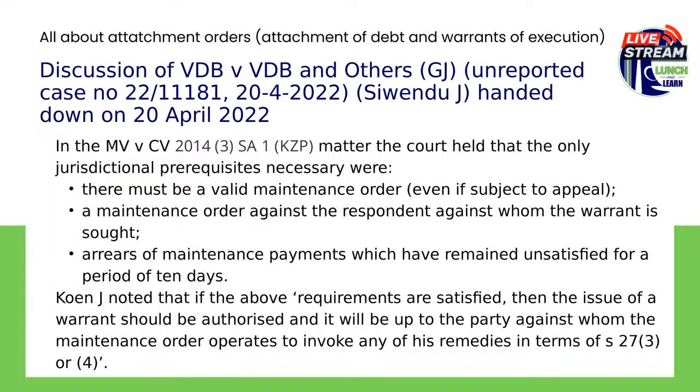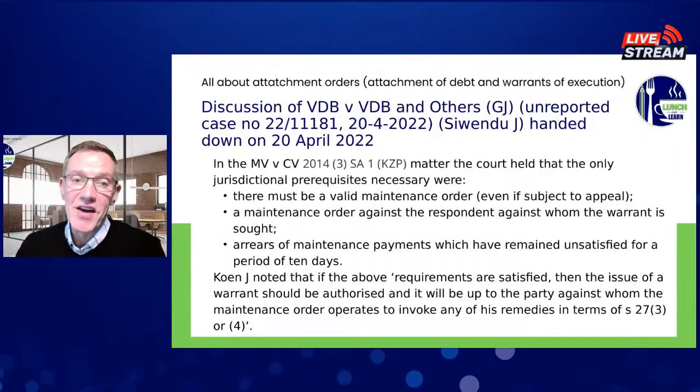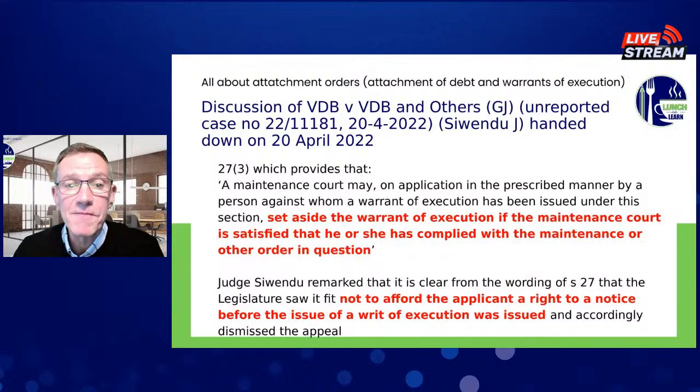Now, in this MV versus CV case, Judge Kuhn noted that if the above requirements are satisfied, then the issue of a warrant should be authorized, and it would be up to the party against whom the maintenance order operates to invoke any of his remedies in terms of Section 27(3) or 4. And that basically means that he first needs to satisfy the arrear amount before he can go to court and ask for a suspension or a variation or a stay of the writ of execution. And that was all discussed in the VDB case.